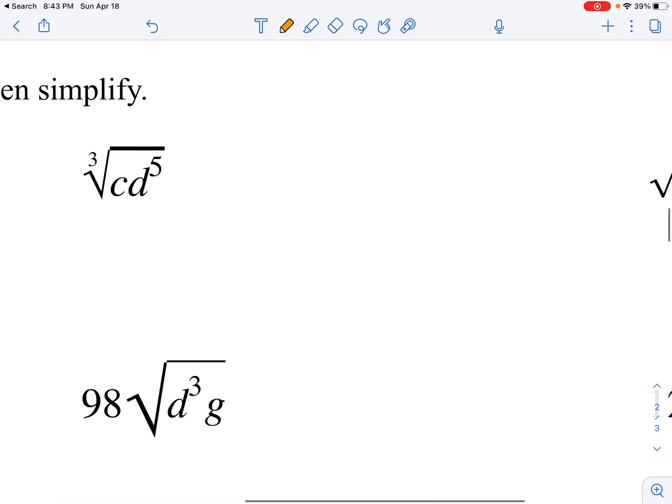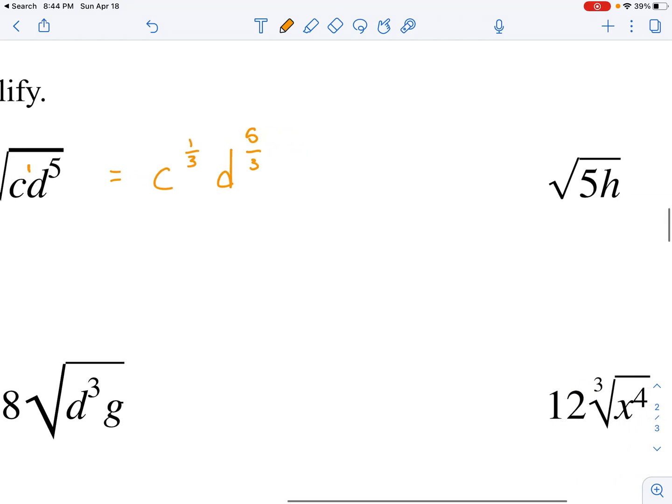Moving on to the next one. This one's kind of tricky because we have to remember that this 5 is only touching d, so the c actually has its own exponent of a 1, so it'll be a 1 over 3 for the c, whereas for the d, it will be that 5 as its exponent and the 3 as the denominator of that exponent.